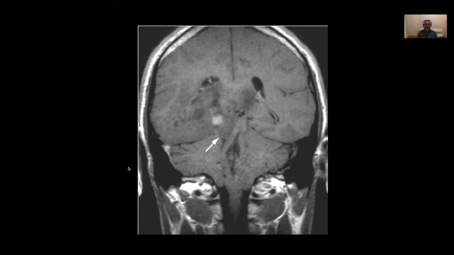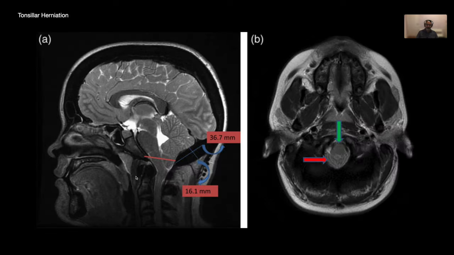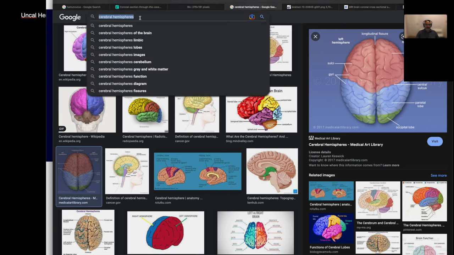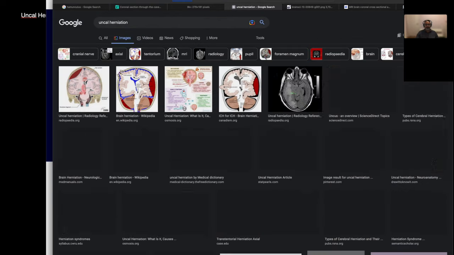Okay, an uncal herniation. That's also extremely important, because there are three herniations that are important. One is the tonsillar herniation that you've learned. I've actually told you what this is. It's an uncal herniation. And the uncal herniation is actually not fatal, but it gives you a sign of increased intracranial pressure. It's a very important sign.